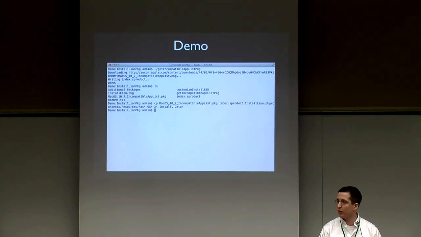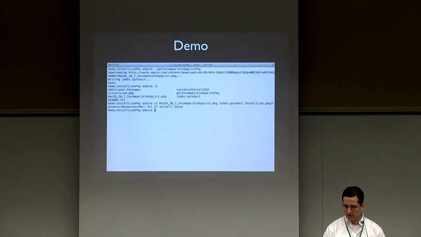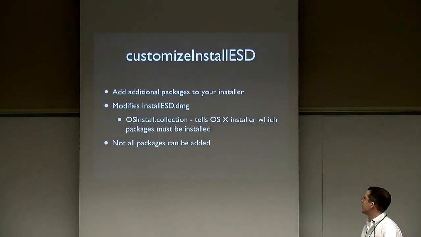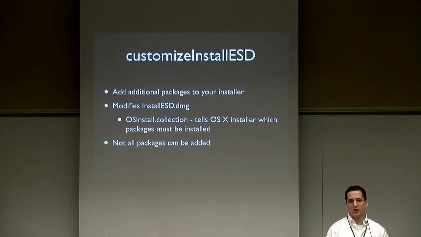Up next is going to be the customized install ESD script. I think this is the most important one because this is where people get to customize their installer, something you can't do with the Mac App Store installation app. So you have the ability to add additional packages to your installer. By doing so, you're modifying the install ESD. It's creating an OS install collection file, which tells the installer what packages you want to install and in which order it's going to do it.